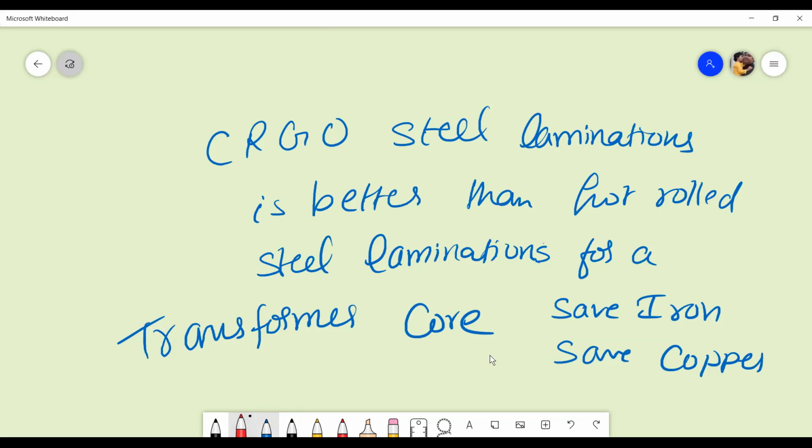Okay, you are able to save iron also, and you are able to save copper also. That is around about 33% of iron you can save, and around about 18% copper you can save. That's a very good thing. Okay, right? So this was our question.